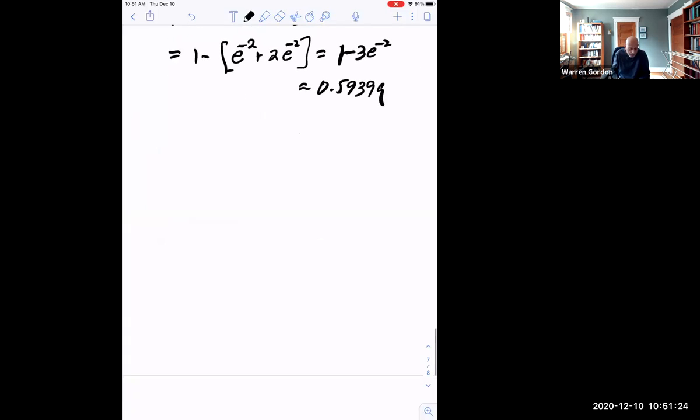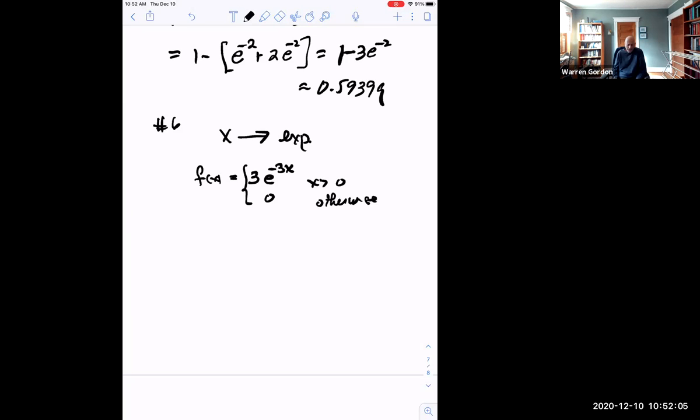Next problem is number 6. I tell you x is exponential, and the parameter is 3. I gave you the CDF, but okay. And I told you that f of x is equal to 3 e to the minus 3x for all x greater than 0 and 0 otherwise. This is clearly the exponential distribution. And then I ask various probabilities.